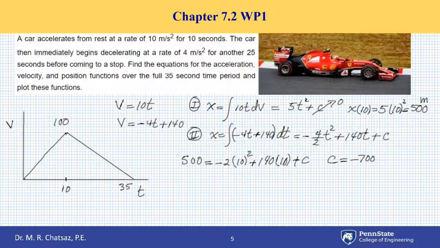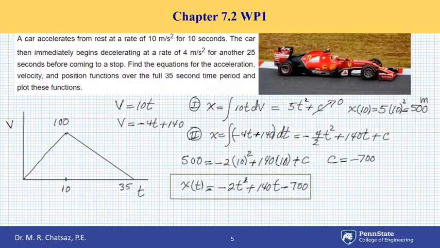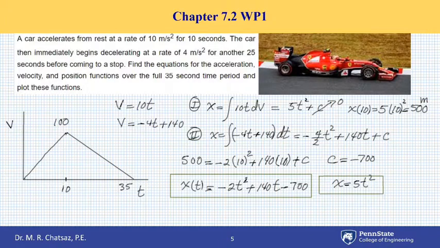Therefore, the equation for position for the second part as a function of time is going to be minus 2t squared plus 140t minus 700. So this is the equation for the second part, and here we have the equation for the first part, x equals 5t squared. I wrote the second equation first and the first equation next.